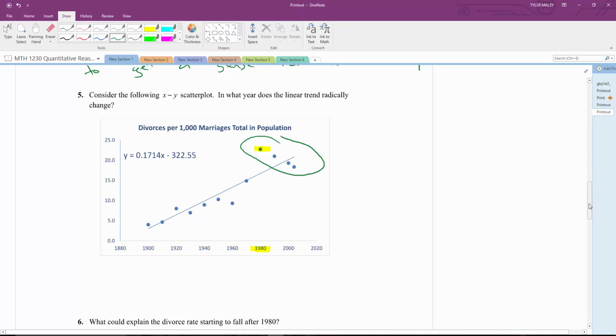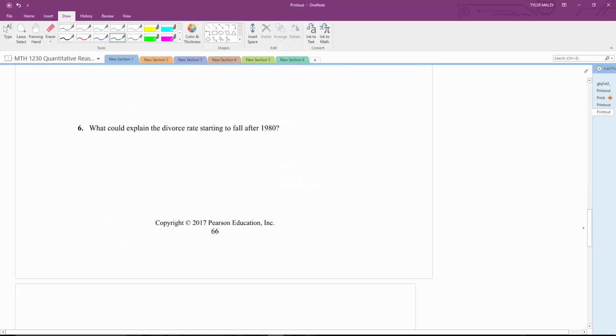And then number 6 says, what could explain the divorce rate to start to fall after 1980? So one thing is that we could simply just have fewer divorces. So maybe after 1980, people are just choosing not to get divorced.